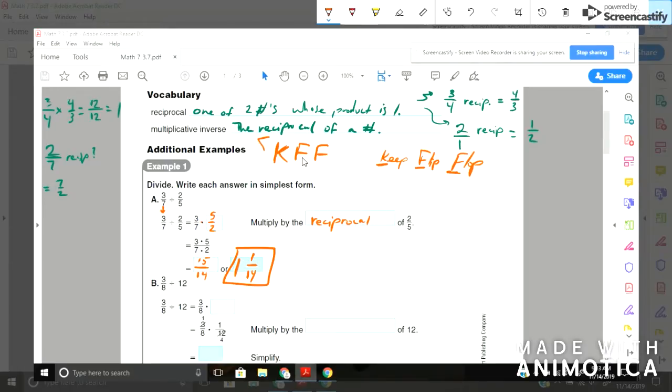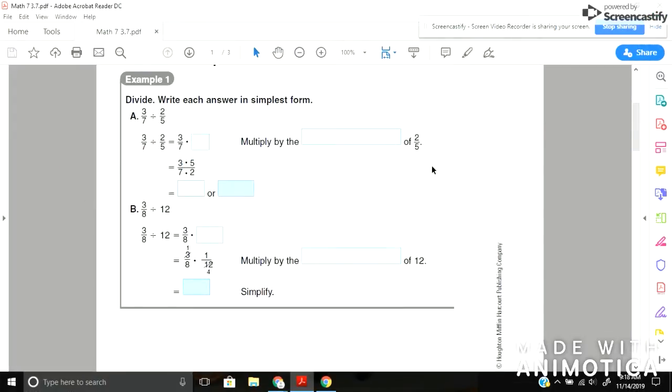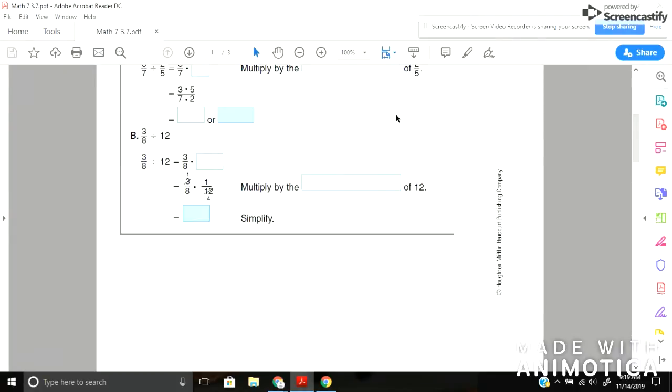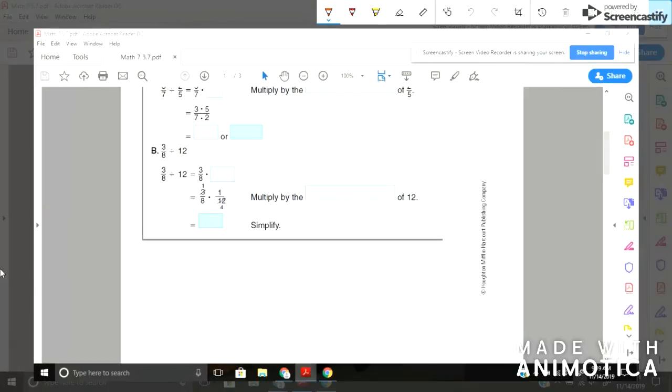I would recommend KFF. I think that's the most simple way to remember, but you choose the way that works best for you, right? Let's try KFF for letter B, and I'll show you how I like to write it out down on the bottom here. So I have 3/8 divided by 12. And right away, since 12 is a whole number, I like to write it as a fraction, just so I'm dealing with two fractions. And then I write KFF above my statement.